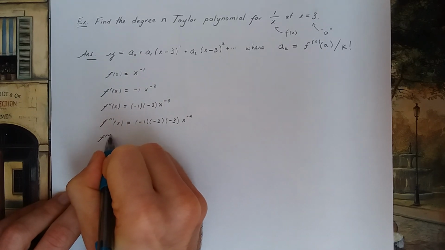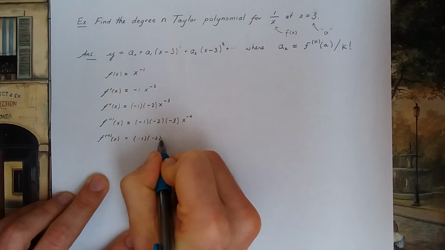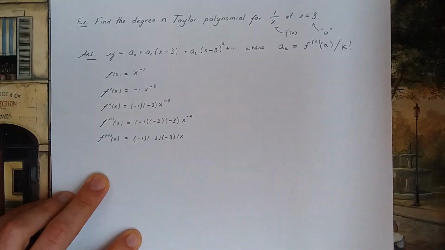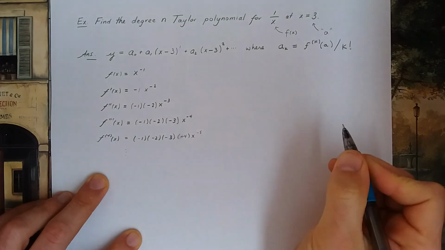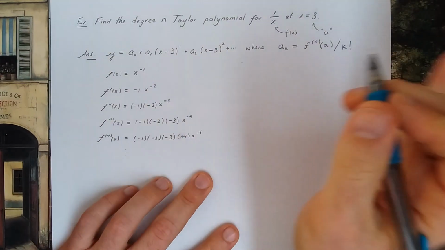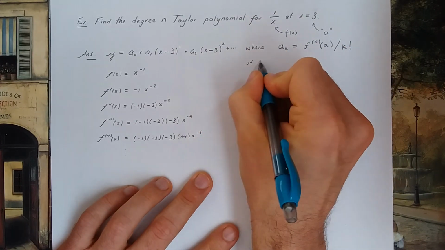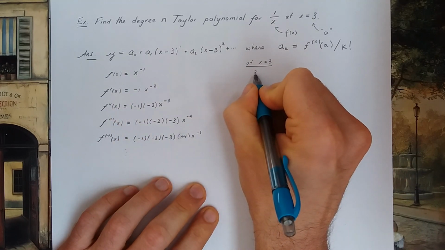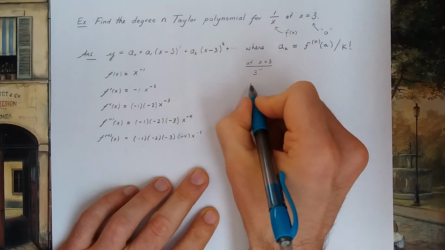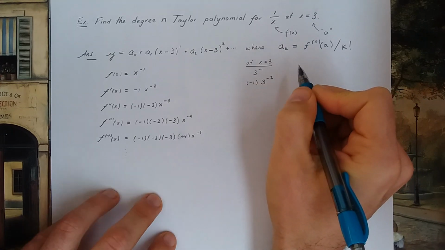The fourth derivative is going to be negative 1 times negative 2 times negative 3 times negative 4, x to the negative 5. Okay. I'm going to evaluate each one of these derivatives at 3. So what happens at x equals 3? So the first derivative would be 3 to the negative 1. The second derivative, negative 1, 3 to the negative 2.